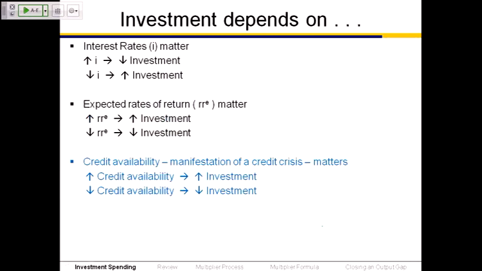So we have the summary: interest rates matter to investment spending, expected rates of return matter to investment spending, the expected sales and the expected costs both go into calculating that expected rate of return. And the third thing, very unusual but very important for understanding the 2007-2009 downturn, is the credit crisis and the availability of credit. So the decrease in credit availability that characterized the fall of 2008 was an important factor in explaining the drop in investment spending that really sucker punched the United States economy in 2008.